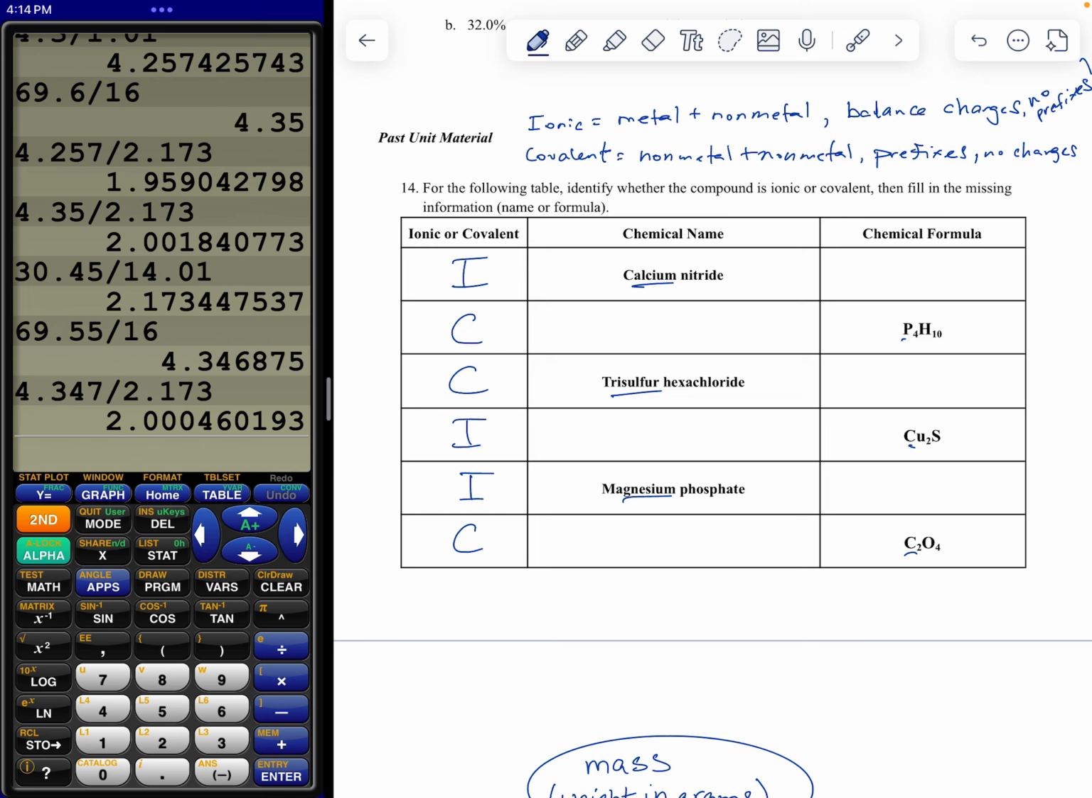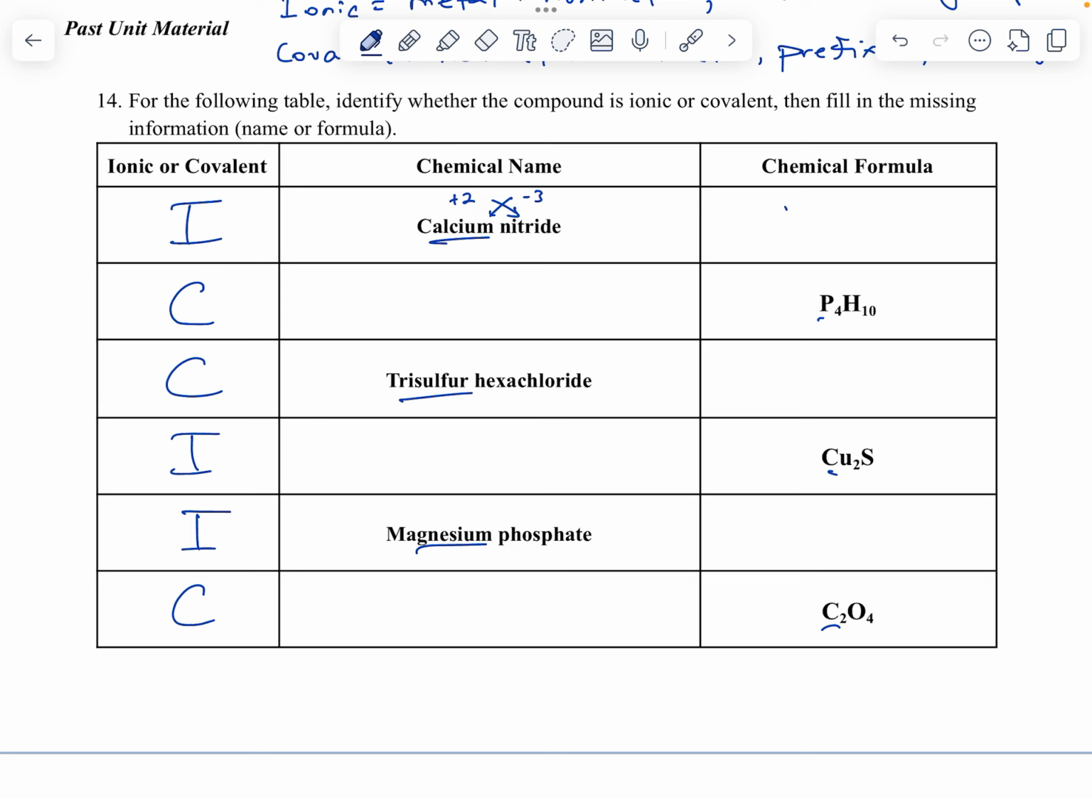And so now that we know which is which, we can use the appropriate rules for each. So for the chemical formula, calcium's positive 2 ion charge. Nitride is nitrogen, which is a negative 3. If I crisscross those charges, I know I need 3 calcium for every 2 nitrogen. And nitride is N with a negative 3 charge. If it was nitrate, then it would be NO3 minus 1, or nitrite, NO2 minus 1. So again, you have to make sure you're paying attention to that suffix there.